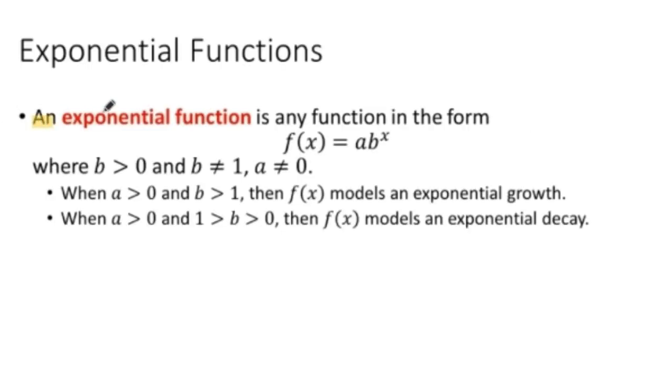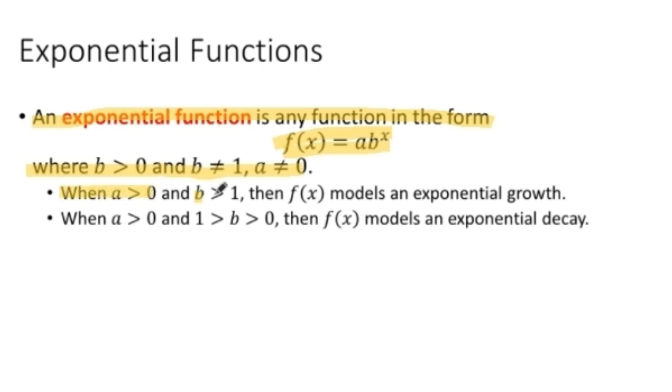Section 4.2, Exponential Functions. An exponential function is any function in the form of f(x) = a·b^x, where b is greater than 0 but b cannot be 1. And we also have that a is not equal to 0. We've somewhat looked at these functions in the last section. These functions were used to help us model exponential growth and decay.